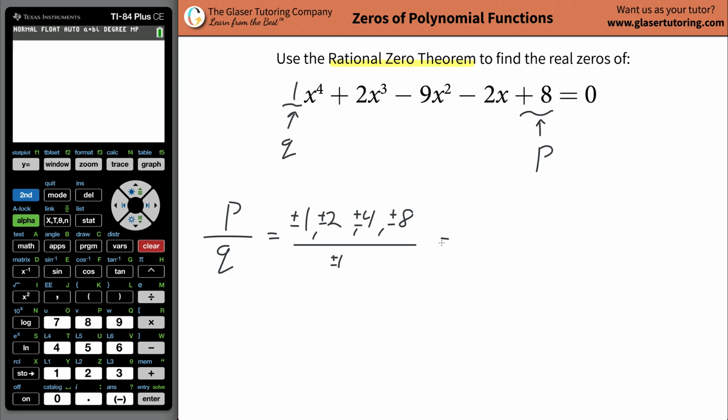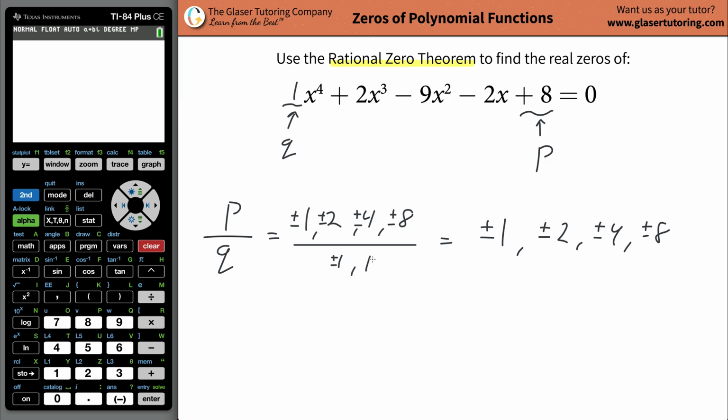So again, plus minus. Now you're going to find each single possibility here. So if you do positive 1 divided by positive 1, that's going to give you a positive 1. Okay, cool. But to speed through this, if you take positive and negative 1 divided by positive and negative 1, you're going to get positive and negative 1. Then when you take positive and negative 2 divided by positive and negative 2, that's going to give you positive and negative 2. Then positive and negative 4. Then positive and negative 8.